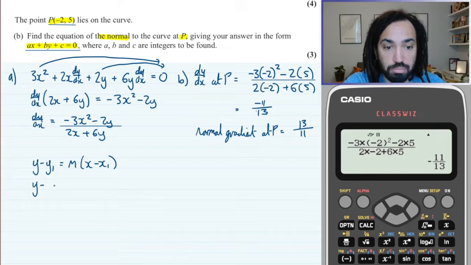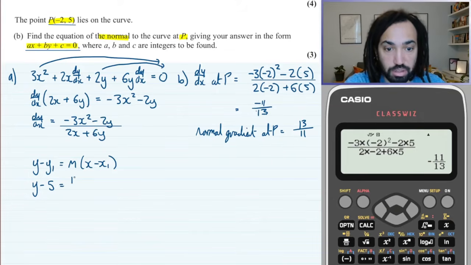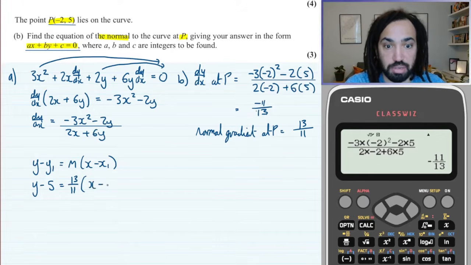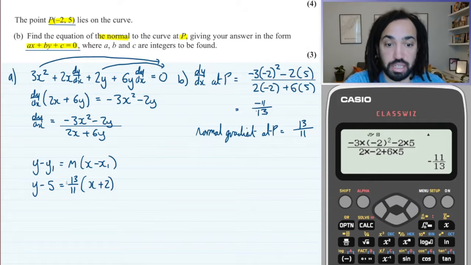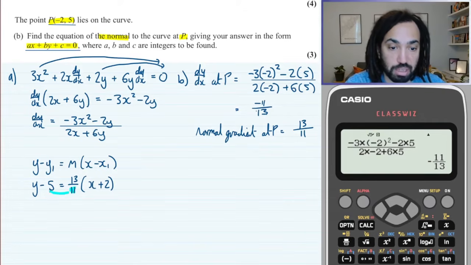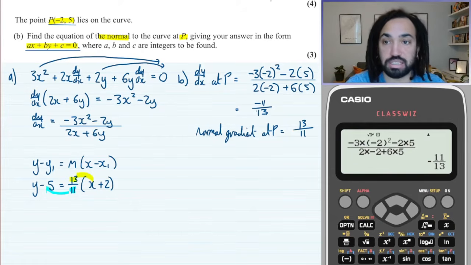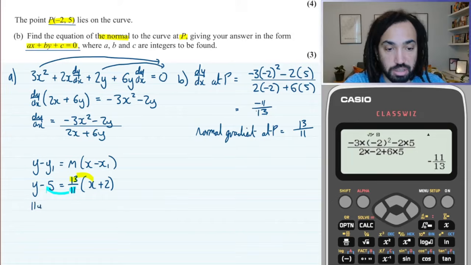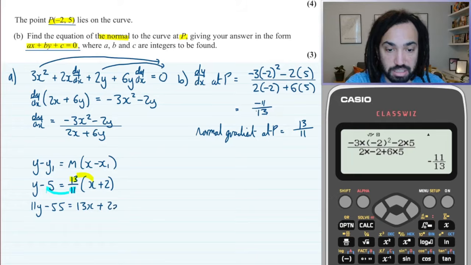So we have y, and the point P is a point on the curve and a point on the normal, so that's the one we're going to use. So the y value is 5. The gradient is as shown, and the x value is minus 2, so we're minusing minus 2, so it's plus 2. And now what we can do is take this 11 and multiply it to this side, and take this 13 and multiply it into this bracket. So it's going to give us all whole numbers, and it's just going to be nice and simple. So 11y minus 55 is equal to 13x plus 26.